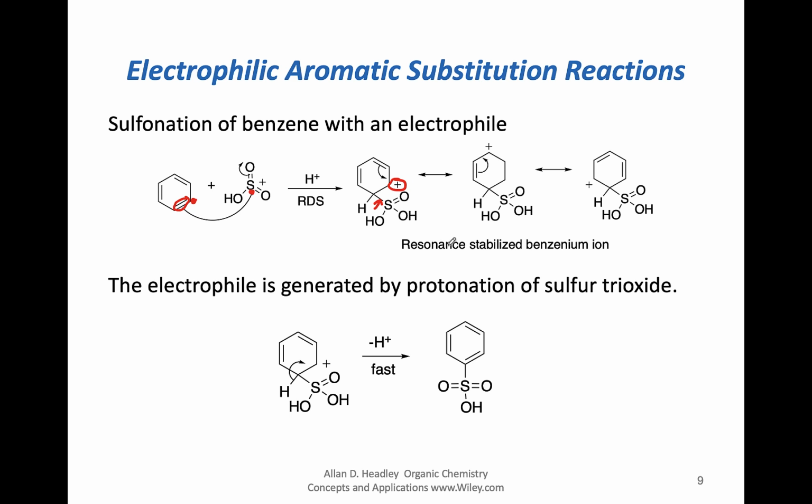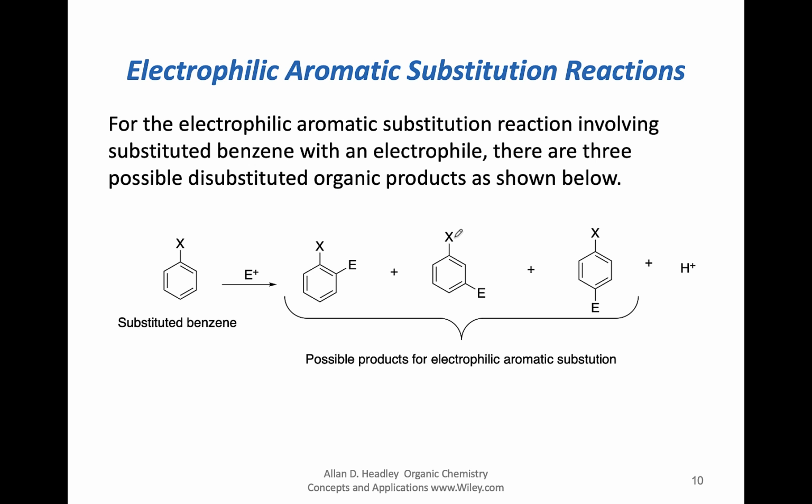This is, of course, your resonance stabilized intermediate. Fairly stable, but not as stable as benzene. So therefore, this is the rate determining step. In the fast step, as you can imagine, we lose a proton. The catalyst is regenerated, and we have here our sulfonated benzene. Okay, I'll come back to that in a second to give you an application of that.